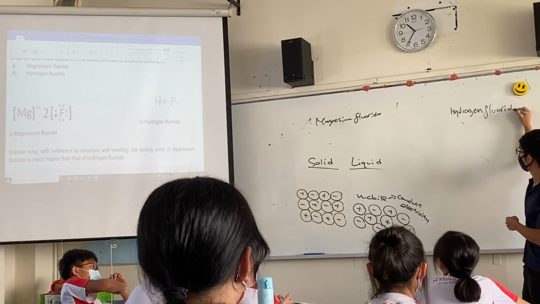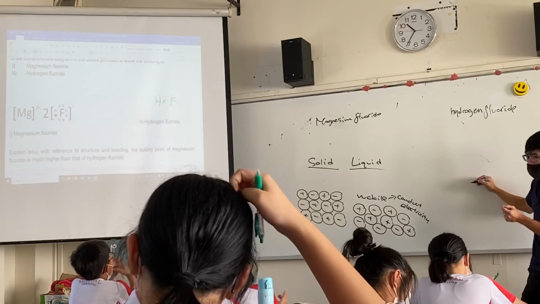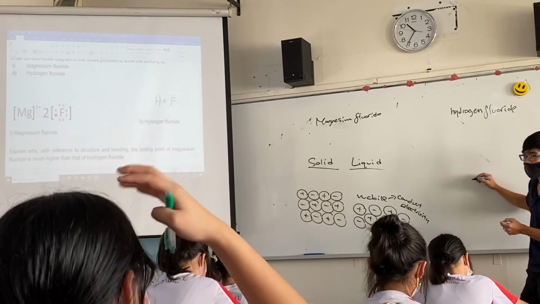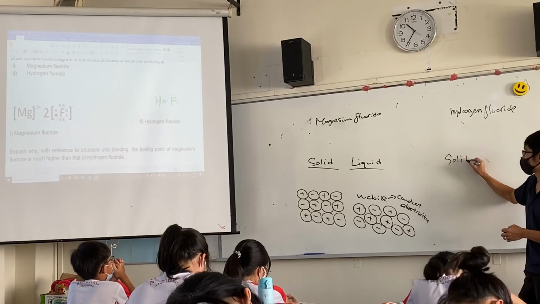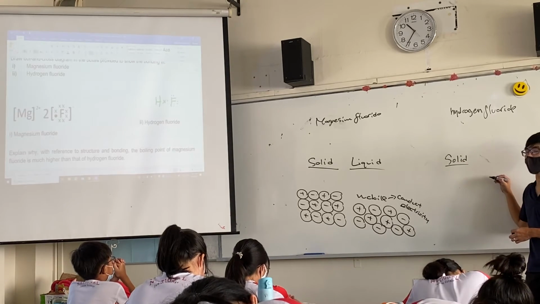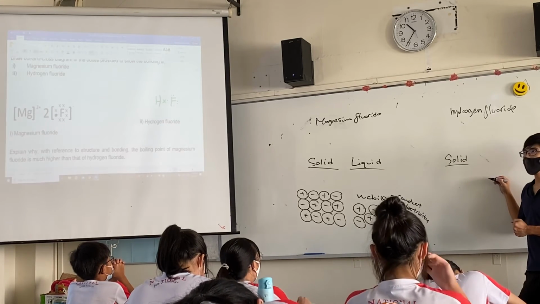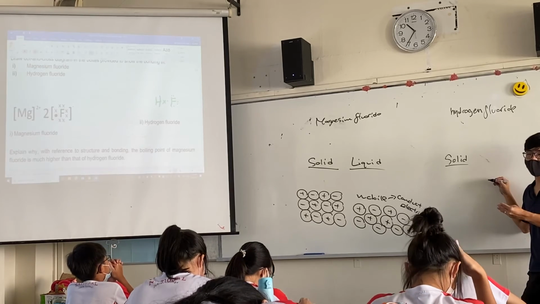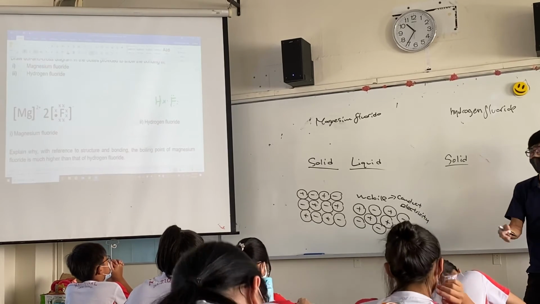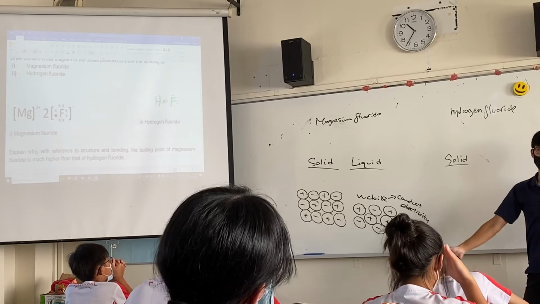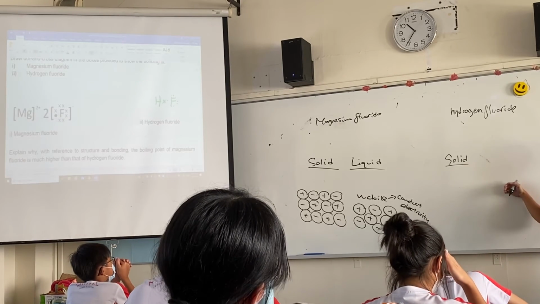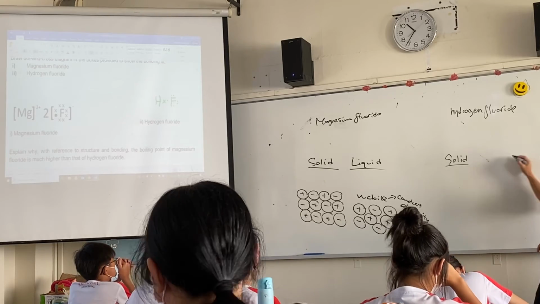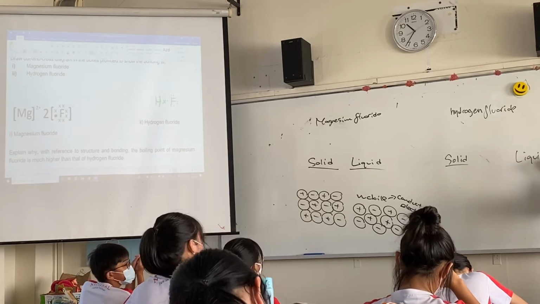So hydrogen fluoride, what would that look like? I'm going to draw hydrogen fluoride now. Would they ask you to draw giant covalent? I can only ask you to draw giant covalent for ones that you know how to draw, which are diamond and graphite. We still have to draw the long honeycomb.